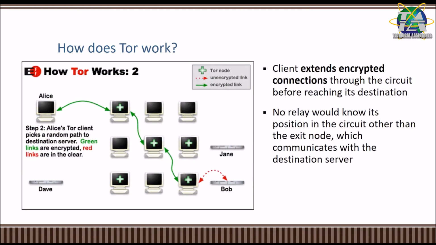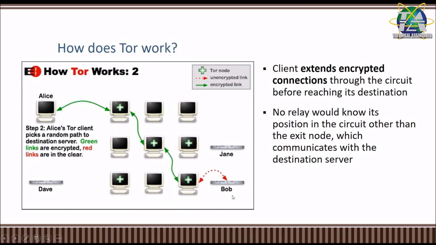Once it has a list of relays, like I said, it will randomly create a circuit, and it will extend encrypted connections through the circuit before the data actually reaches the destination. Here you can see Alice extends it to this Tor node, and then extends it to the second one here, to the third one here, before the data reaches the server Bob.